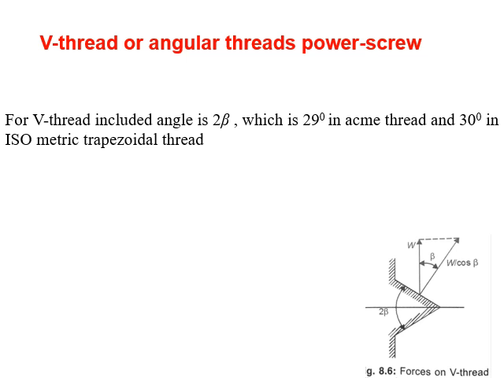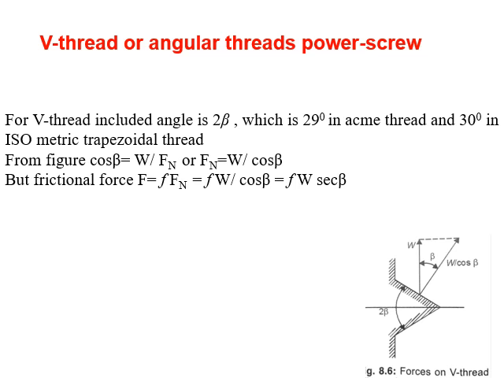For V thread, the included angle is 2 beta, which is 29 degrees in Acme thread and 30 degrees in isometric thread. That is nothing but the thread angle. From the figure, cos beta is equal to W divided by Fn, or Fn is equal to W divided by cos beta. But the frictional force we know, right? Frictional force F is equal to f into Fn, which is f W divided by cos beta, nothing but f into W secant beta.